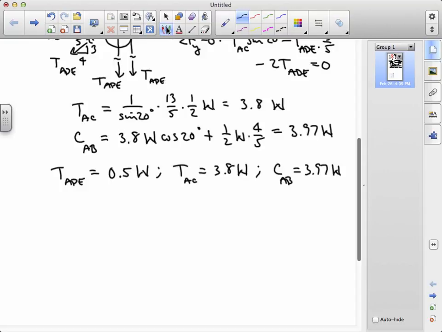To find the maximum allowable weight, we set each of these members equal to its limit load and solve for the corresponding weight. The maximum allowable weight, then, is the minimum of this set. For ADE, 600 pounds is the allowable weight. And that gives us a limiting weight, we'll call it W1, that's equal to 1,200 pounds.